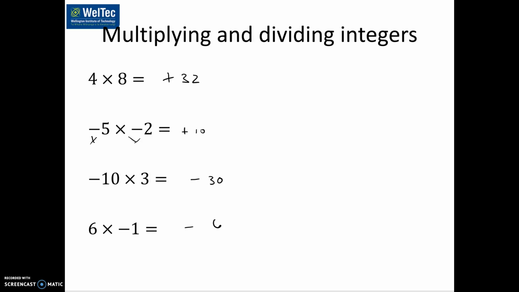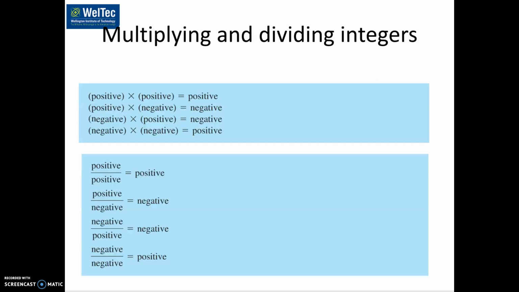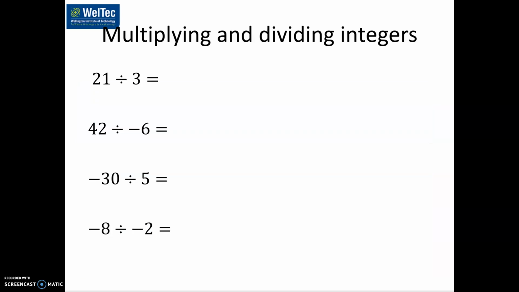The rules for division are the same as the rules for multiplication. So if the signs are the same, then the answer's positive. If the signs are different, then the answers are negative. So however you like to remember it, it's positive, negative, negative, positive. Those are the rules. Division then, same again, as I said, if your signs are the same, the answers are positive. This is a negative one, this is a negative one, and here the signs are positive. So the signs are the same, so the answer is positive.